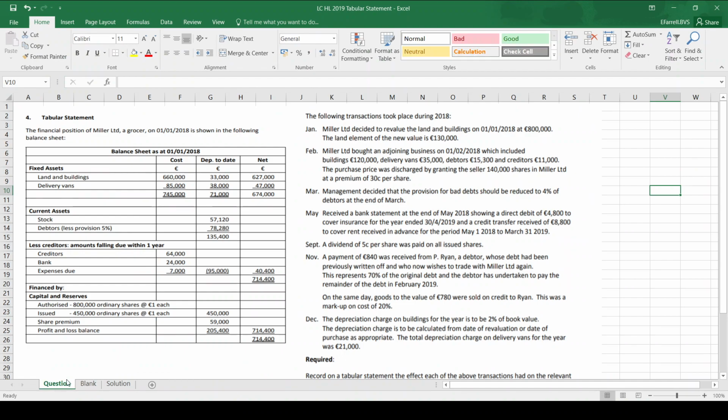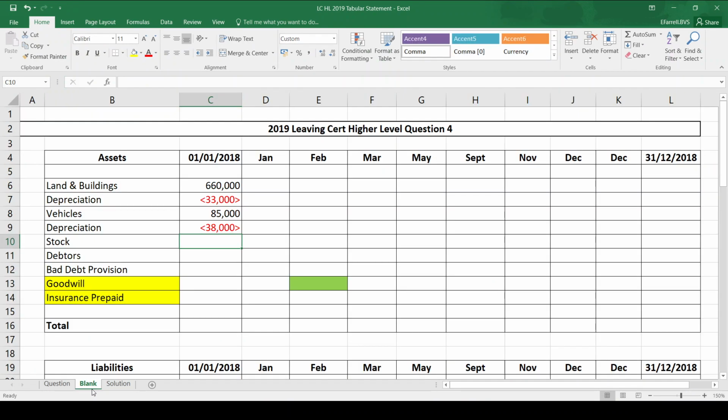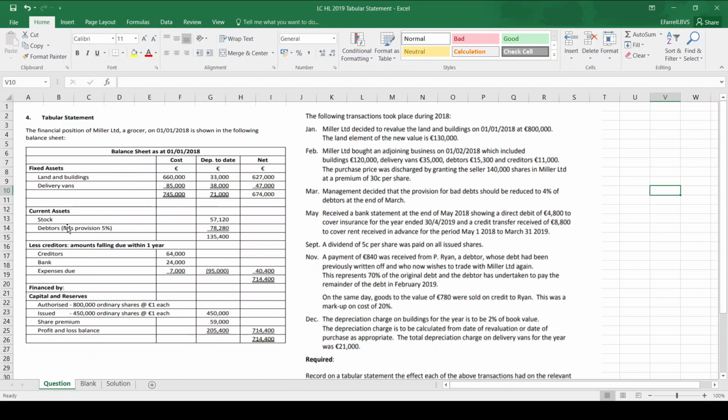Then our current assets will go in. So stock is 57,120. Now, with debtors, in the question, it says debtors less provision of 5% is 78,280. Now, we're going to split that into the actual debtors figure and then take away the provision separately.